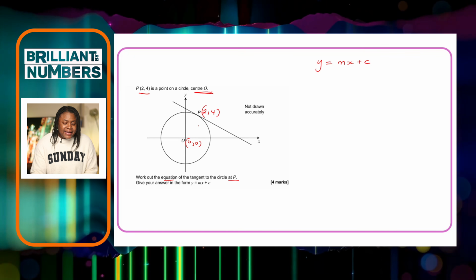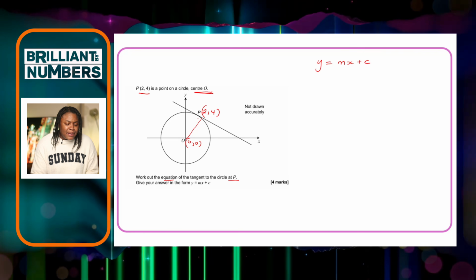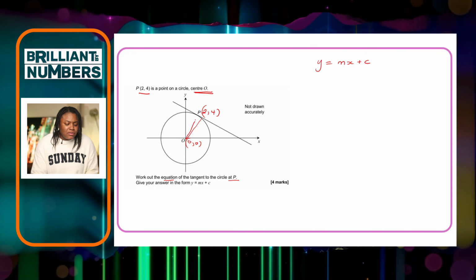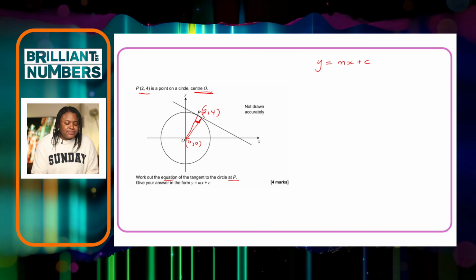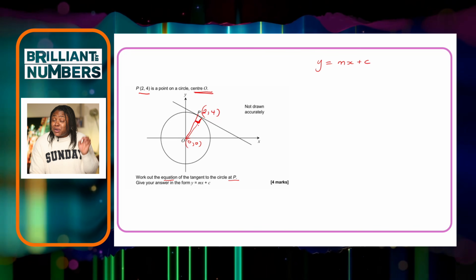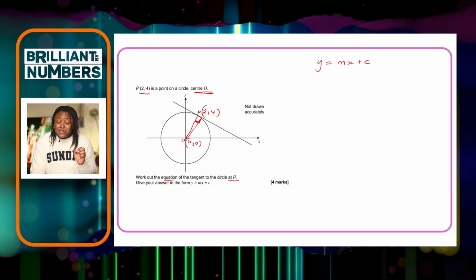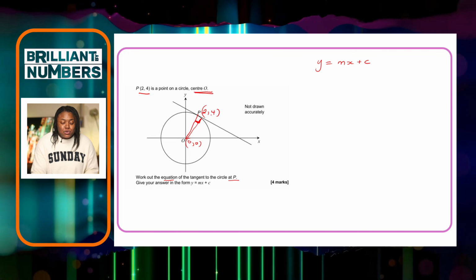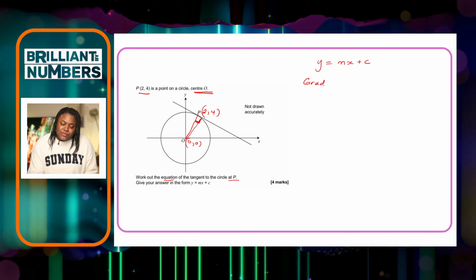However, I can put in my radius here. If I put my radius, this is supposed to be going all the way to P, guys. So this now creates a right angle. Remember, we've just talked about perpendicular gradients. So I can find the gradient of my radius since I know 2 points here. So let's find the gradient of the radius.